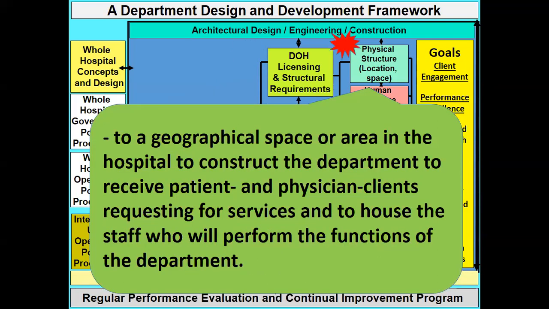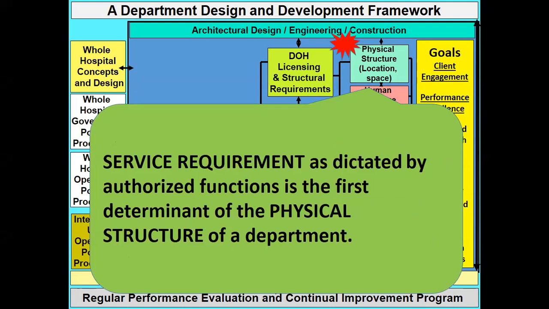Physical structure. This refers to the geographical space or service in the hospital to construct the department or service to receive patients as well as physicians. Okay. So these are the clients of the hospital, patients, and as well as physicians, requesting for services and to house the staff who will perform the functions of the department. The service requirements as dictated by the authorized function is the first determinant of the physical structure of a department.